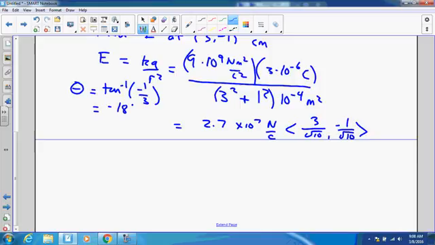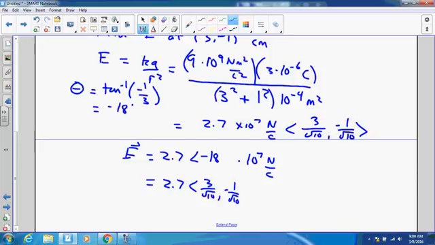So we've got a couple of different ways that we can express our final answer. We can say the field is either 2.7 at an angle of negative 18 times 10 to the 7th newtons per coulomb, or we can say it is 2.7 times our direction vector here, times 10 to the 7th newtons per coulomb. Okay. If we're adding field, this is probably the easiest way to go on the bottom.